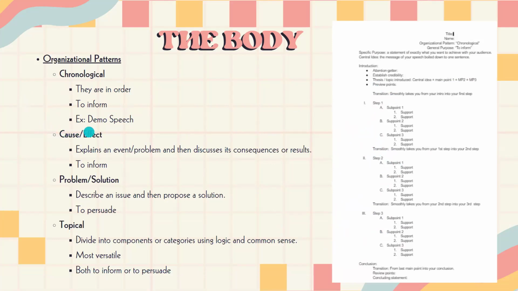Next is cause and effect. This is a speech that explains an event or problem and then discusses its consequences or results. Again, this is to inform. So think of maybe a historical event. You can bring up a problem or an event, but you're just showing everything that happened.